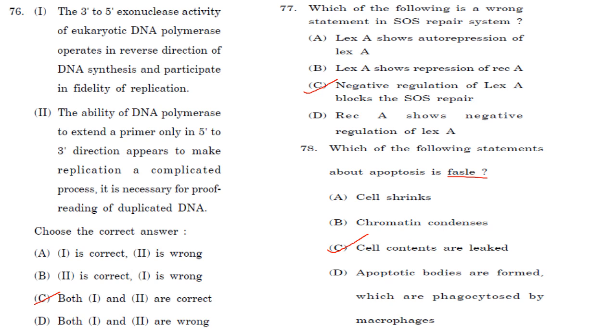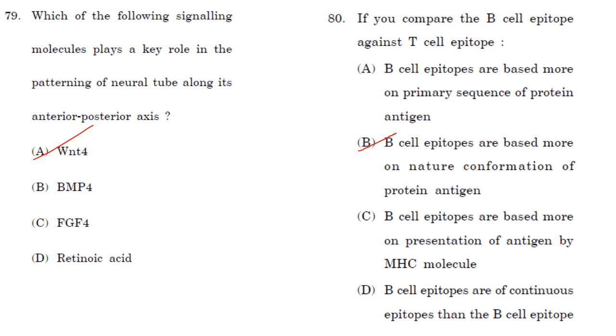Then next one. Which of the following statements about apoptosis is false? Cell shrinks. Chromatin condenses. Cell contents are leaked. Cell contents are not leaked. They are shrunk. So C is the answer. Then which of the following signaling molecules play a key role in the patterning of neural tube along with its anterior posterior axis? So it is WNT4.